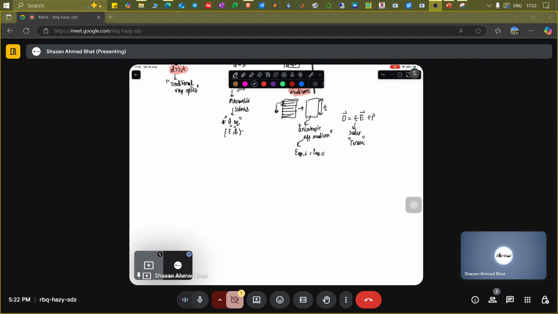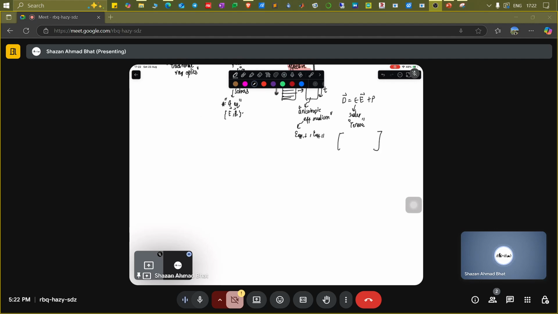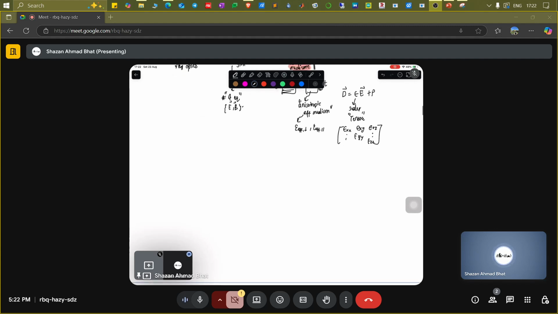Okay, so once you have a tensor quantity, it is something like epsilon xx, epsilon yy, epsilon zz, epsilon xy, epsilon xz, and so on and so forth. You can fill these columns, and accordingly, you will have the electric displacement vector along x, along y, along z, and the electric field along Ex, Ey, Ez. So you need to solve this using the tensor notations. That is as simple as that.